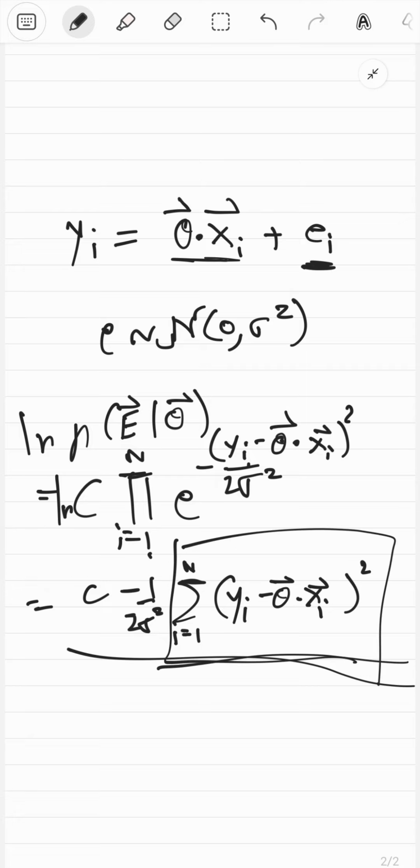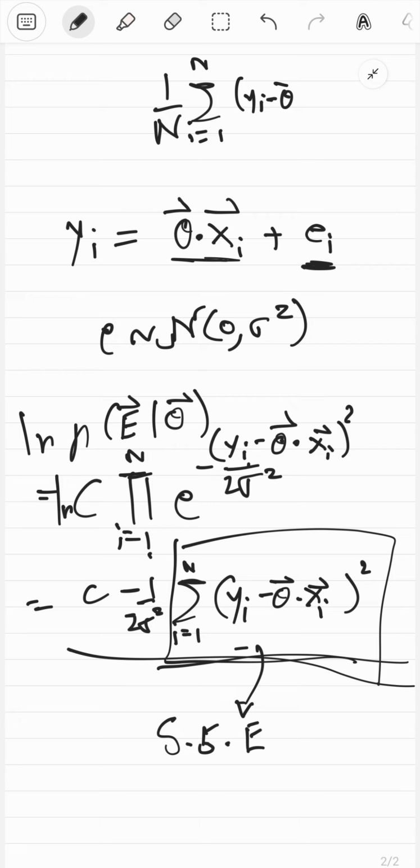And guess what this term is? This is called the sum of squared errors. Yes, a very intuitive name, but essentially minimizing this is the same thing as minimizing this term, 1 upon n summation i equal to 1 to n of (y_i minus theta dot x_i) squared, right? And this thing is called the mean square error because it's the mean of the squared errors, obviously. So this is something that's used as a metric for telling how badly our model predicted, right?